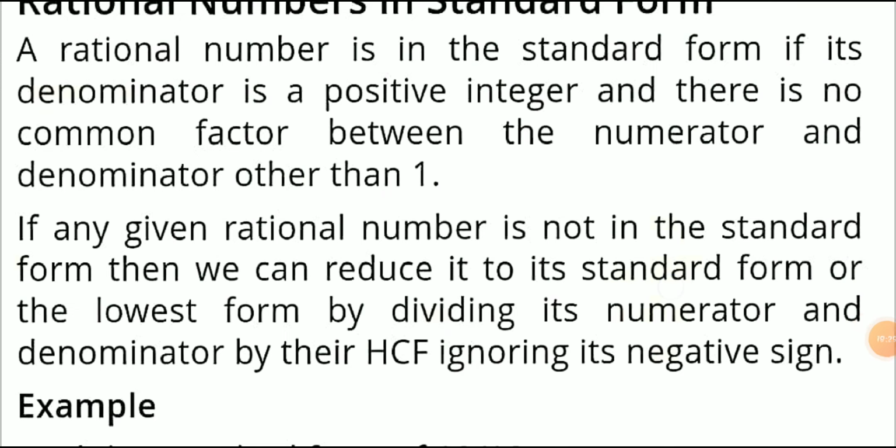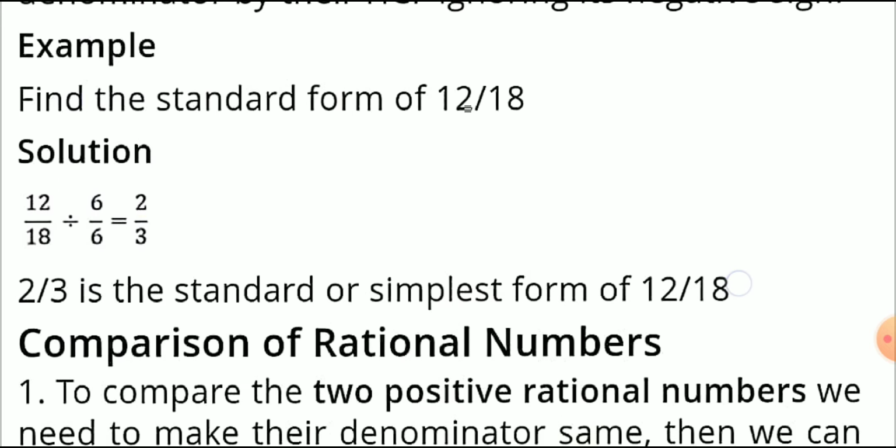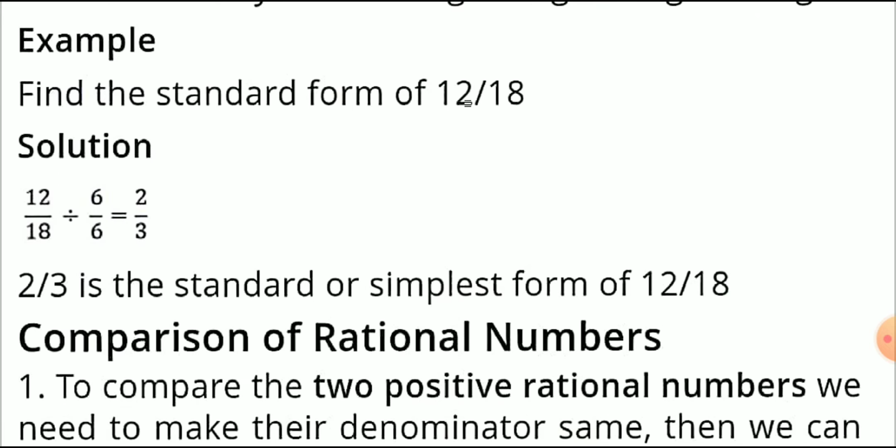If any given rational number is not in the standard form, we can reduce it to the standard form or the lowest form by dividing its numerator and denominator by their HCF, ignoring its negative sign. So here you can see the examples. Find the standard form of 12 upon 18. We know that 12 and 18 come in the table of 6. 6 twos are 12 and 6 threes are 18. By this you can convert it into the simplest form. And here we can see that both the denominator and the numerator contain positive sign. That's why they are also in standard form.